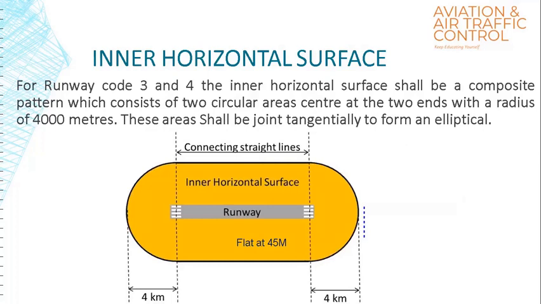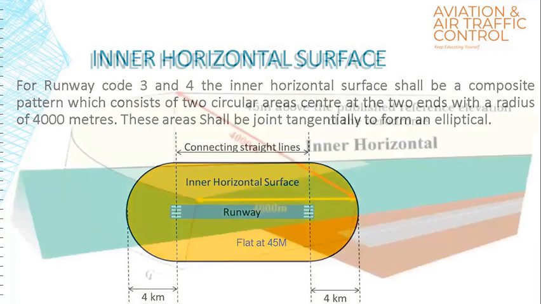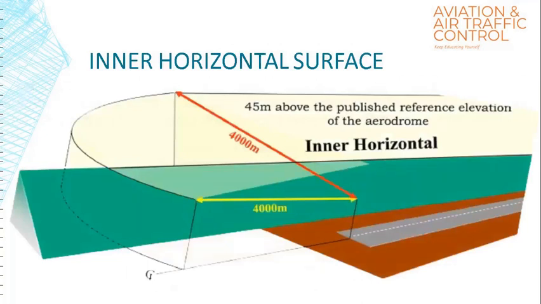So here we have shown a plan view of the inner horizontal surface. For runway code 3 and code 4, the inner horizontal surface shall be a composite pattern which consists of two circular areas centered at the two ends with a radius of 4,000 meters. Thereafter, these areas shall be joined tangentially to form an elliptical shape. The height of the surface is continuous and is defined relative to the lowest runway threshold at the aerodrome. And here, the height of the inner horizontal surface is fixed, which is 45 meters.